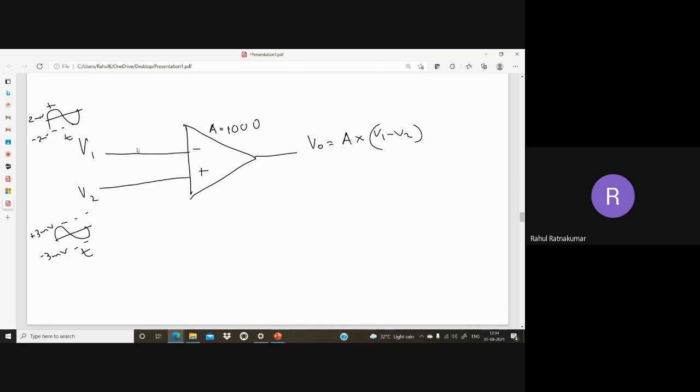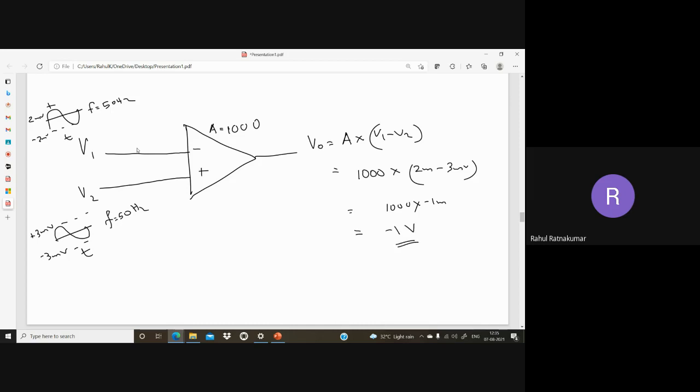Right. One more thing I should tell you: the frequencies are the same. This is a frequency of 50 hertz, and this frequency is also 50 hertz. So all those ideal things I'm keeping, and I'm calculating the output. This is 1000 into V1 minus V2. What is V1? 2 millivolt minus 3 millivolt. So we have 2 milli minus 3, minus 1 millivolt here. Minus 1 milli into 1000. That is minus 1 volt in the output.